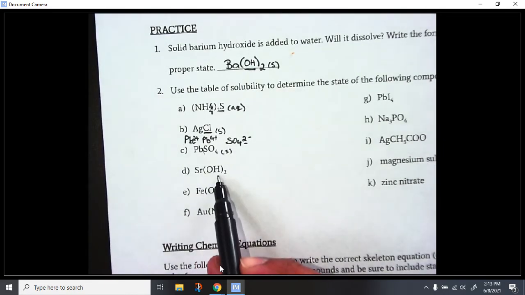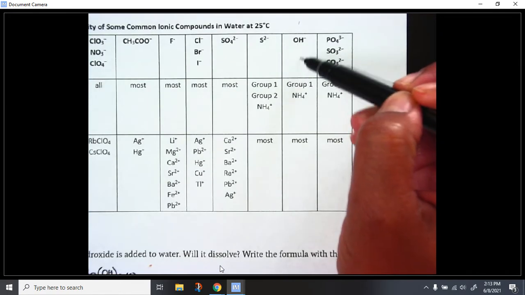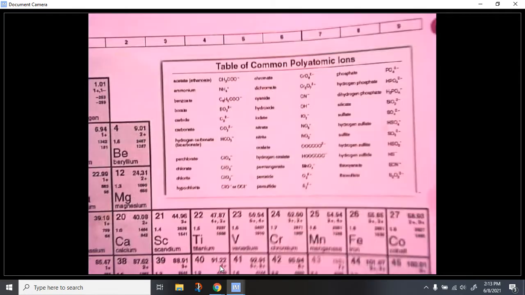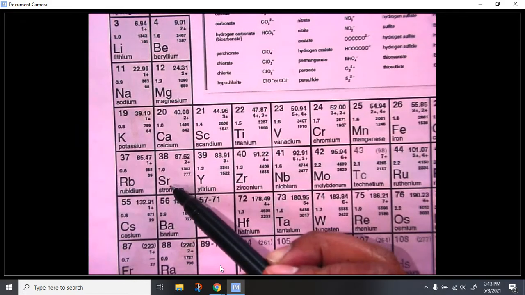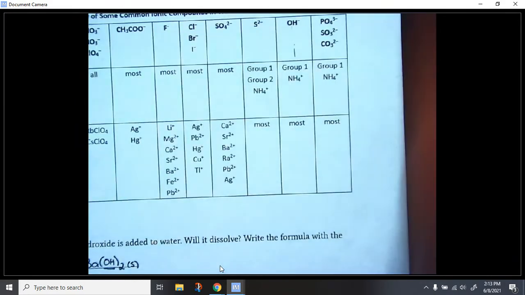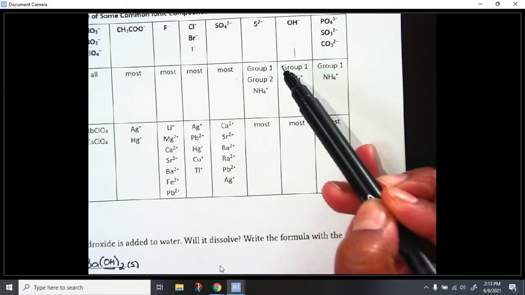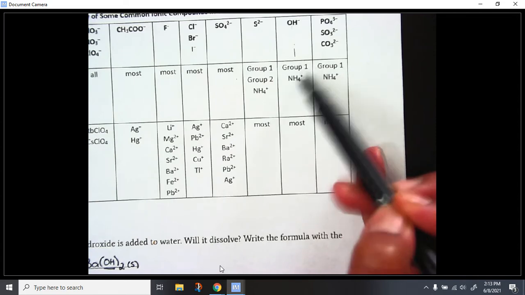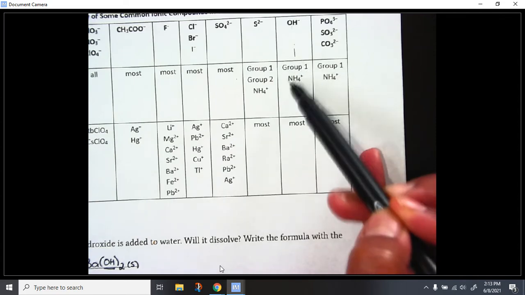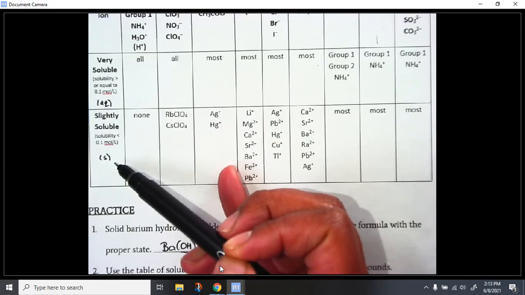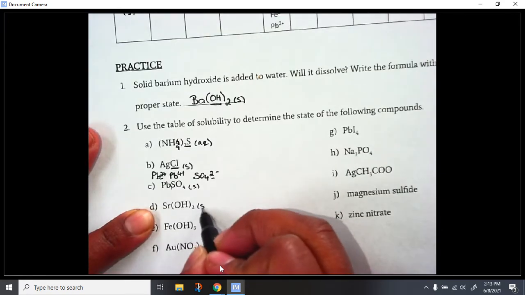Strontium hydroxide. Again, look up that OH at the top of the table. Looking in this column, I'm looking for strontium. Okay, strontium is a group 2 element, not a group 1. Here it is. So I know it doesn't fall into the group 1 category. It's not ammonium, so it's going to fall into most. So again, since it falls into this last row, I'm going to say that it's a solid.